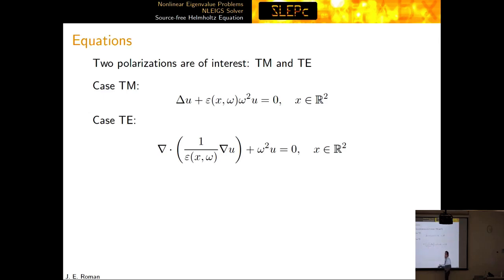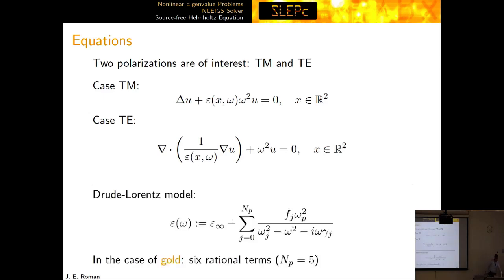So it's also a rational function, but it's different. Also, in this case, we are using a more detailed model for the permittivity, which is called the Drude-Lorentz model. In this case, the rational function is more complex. We have a number of terms, and each term has 2 poles. In particular, for the gold, we have 6 terms, and it makes a total of 12 poles.